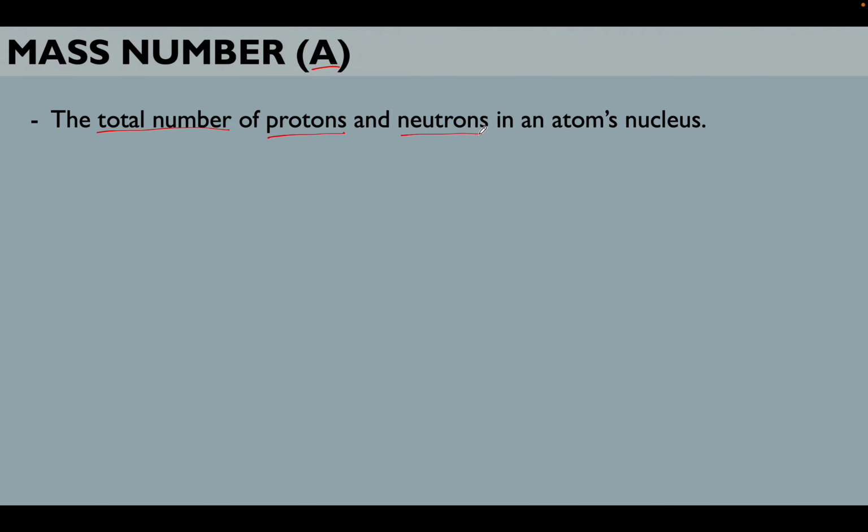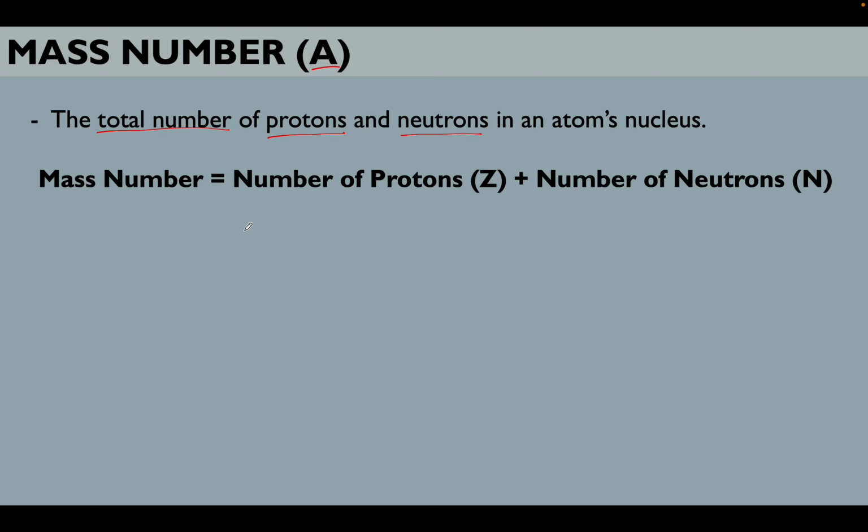So if you want to find the mass number of an element, we have this formula. Mass number is equal to the number of protons plus the number of neutrons. So inanaon na to pagkahibalo ang mass number of an element.